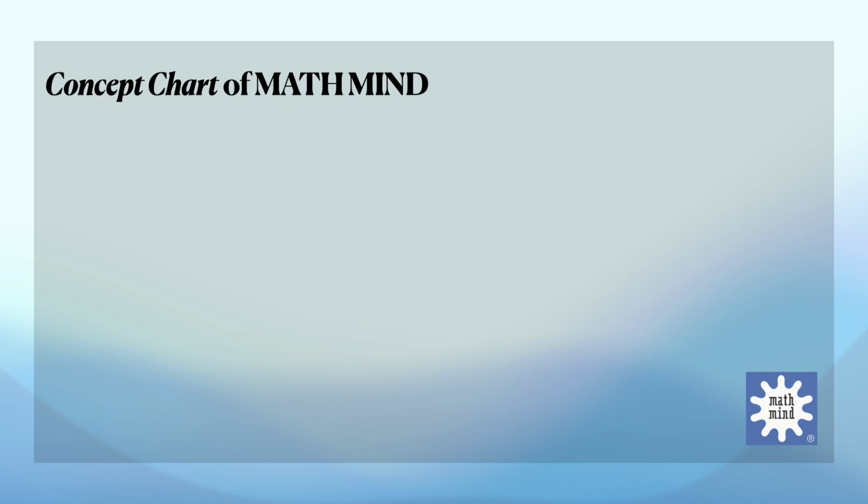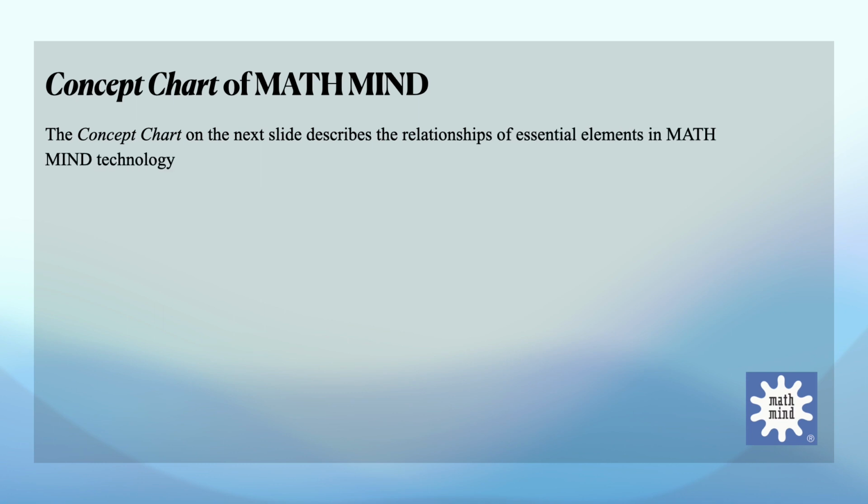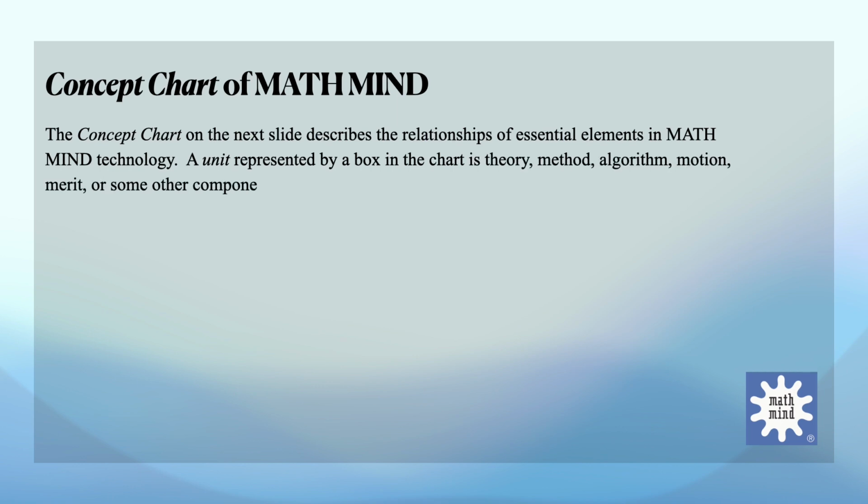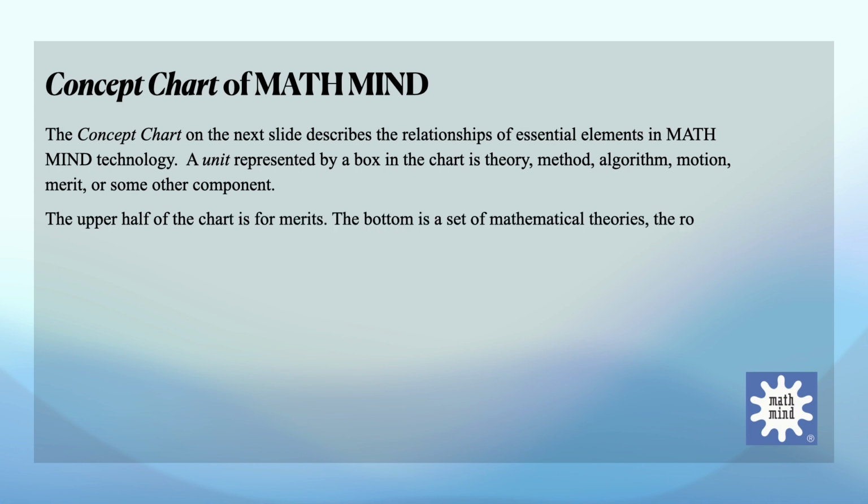Concept chart of MathMind. The concept chart on the next slide describes the relationships of essential elements in MathMind technology. A unit represented by a box in the chart is theory, method, algorithm, motion, merit, or some other component. The upper half of the chart is for merits. The bottom is a set of mathematical theories, the rock-solid foundation of MathMind.